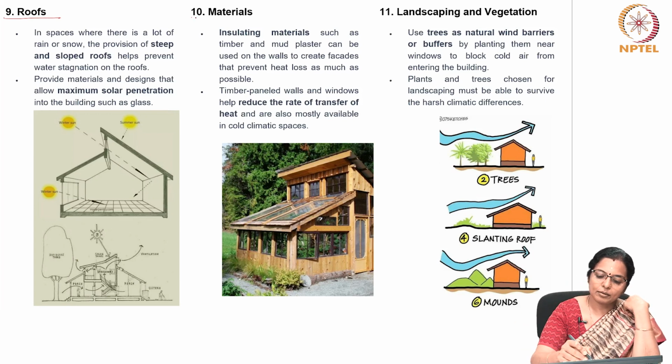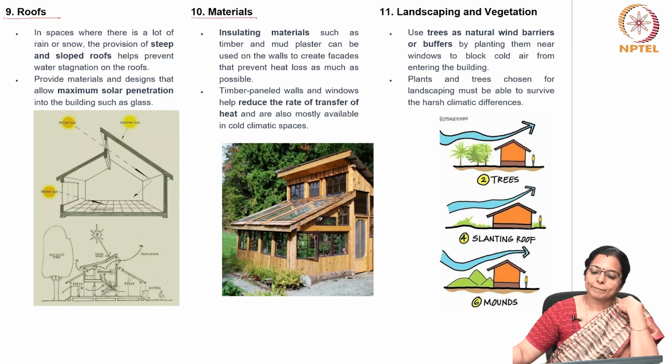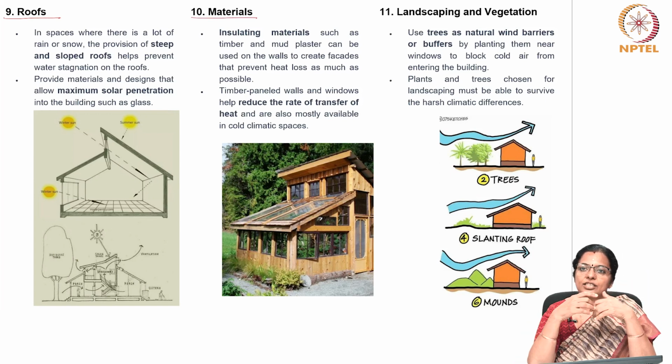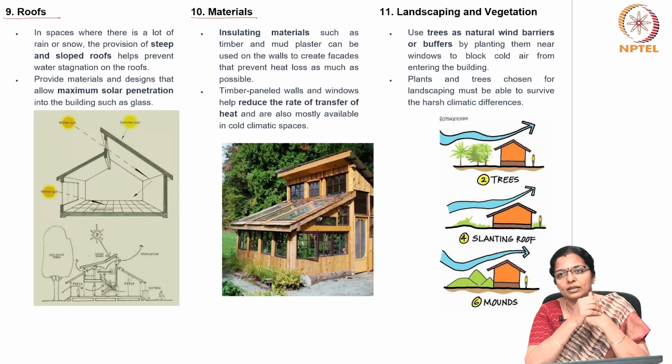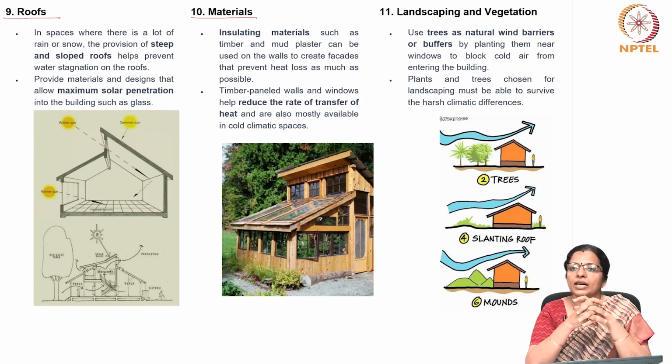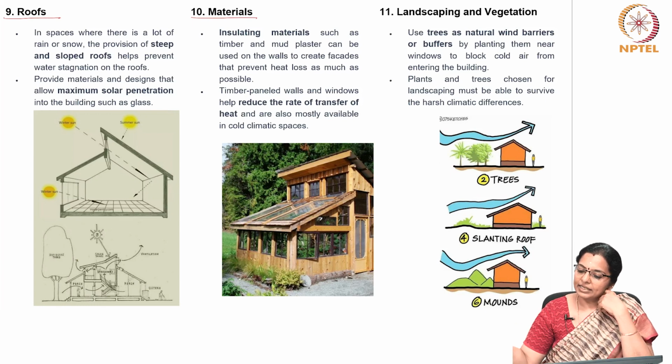10th is building materials. Insulating materials such as timber and mud plaster can be used on the walls to create facades that prevent heat loss as much as possible. Timber paneled walls and windows will help reduce the rate of transfer of heat and are also mostly available in cold climatic spaces. Next is landscaping and vegetation.